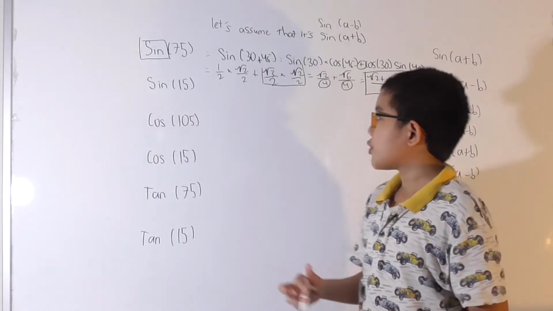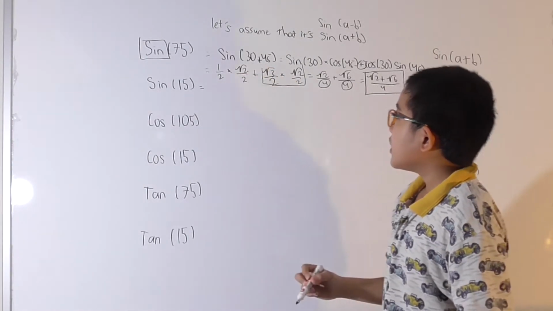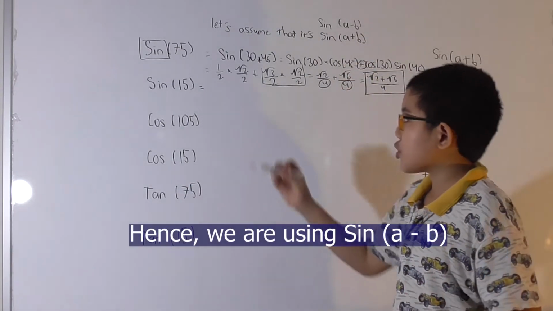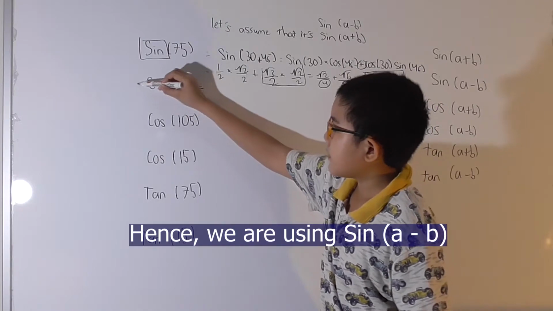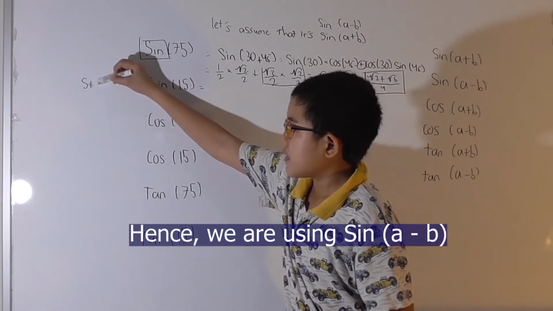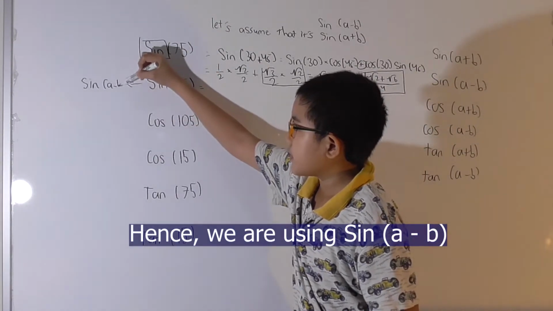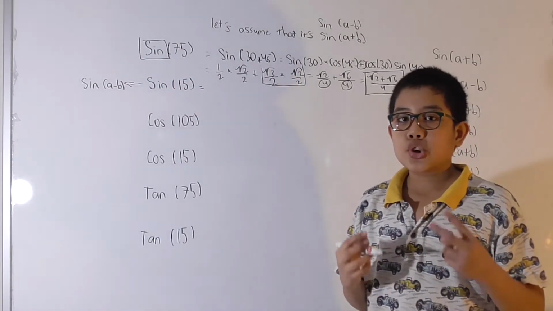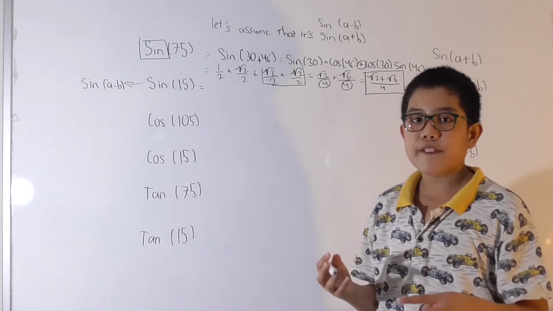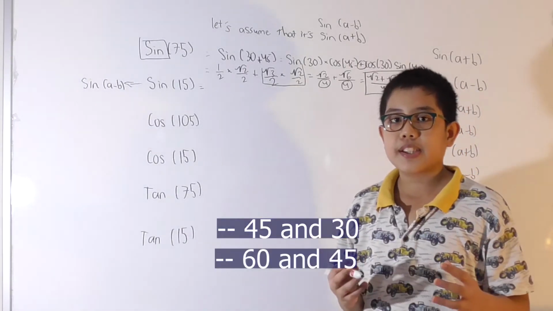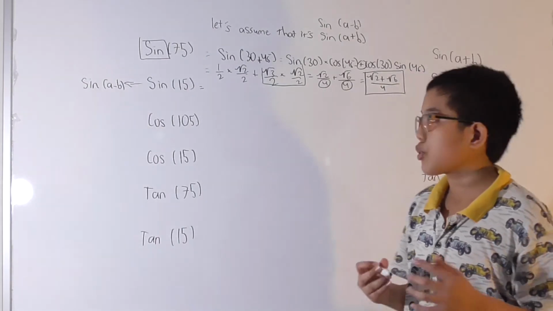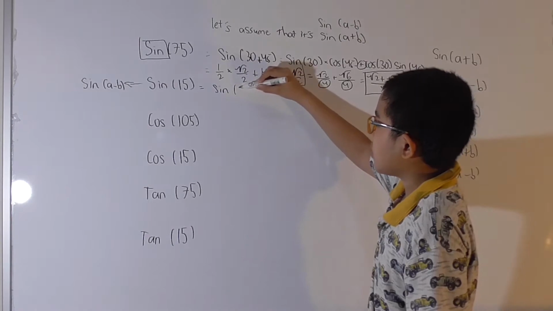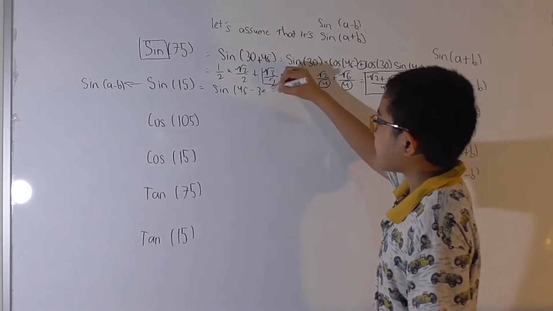So then, let's go to sine of 15. Well, because this is A plus B, then sine of 15 must be sine of A minus B. So then, what pairs can we use? Well, there are two types of pairs. You can use 45 minus 30 or 60 minus 45. But here, I'm just going to use 45 minus 30. So sine of 15 is equal to sine of 45 minus 30.